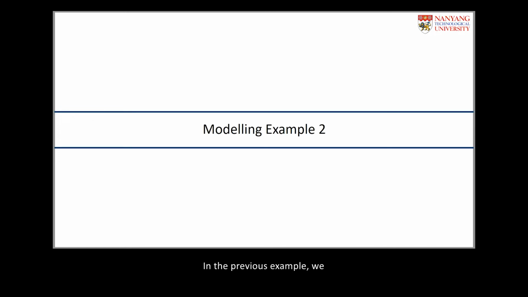In the previous example, we derived the model of a translational system. In this example, the second example here, let's take a look at the rotational system. So I have a rotational system. Now we are trying to derive the mathematical model of it.